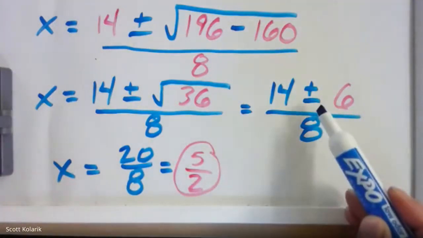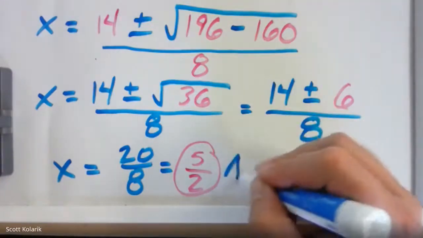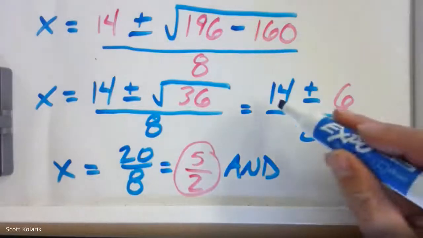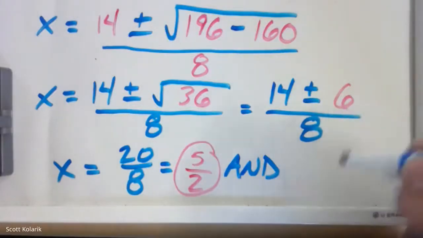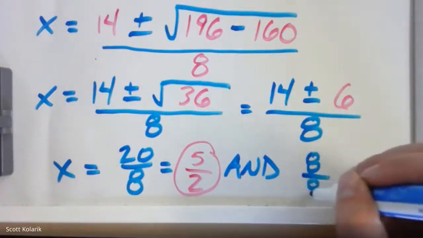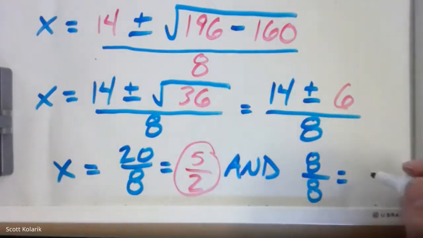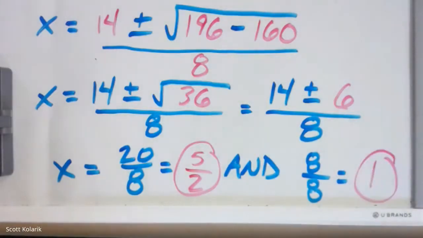But I also have to keep track of the minus sign right there. So it also, or and, equals 14 minus 6, which is 8 over 8, which can reduce. This one's nice and friendly, just a positive 1. There are my 2 solutions.